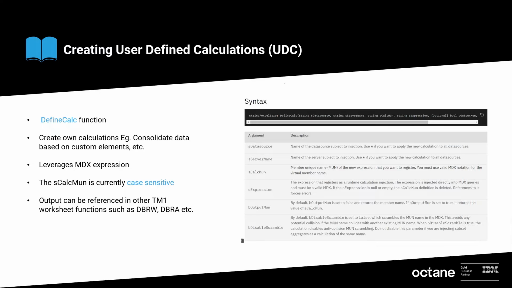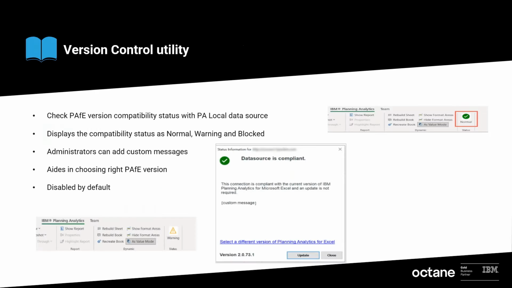And as powerful as MDX is, I know that it can be a bit technical for a few of the users who actually use this. So that could just be one of the barriers for people to mass adopt it. Also bear in mind that sCalcMember is one of the arguments within this function. That's the argument where you actually define the variable name. It is currently case sensitive, so just bear that in mind. But I'm sure that should be fixed in future releases.